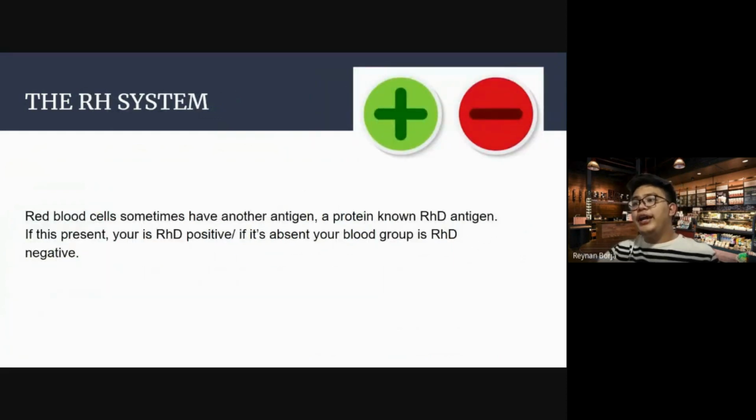Next, the RH system. As I said earlier, nadidetermine natin to through your positive or negative. Bukod dun sa antigen na present sa RBC natin, sometimes people has another antigen which is your RHD antigen. So kapag meron ka nito, positive ka, pag wala, negative. Okay? So if you're wondering, bakit yung term na ginamit ko is ABO Rh grouping?